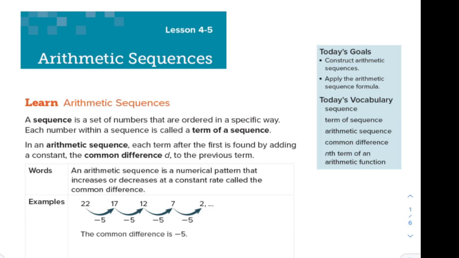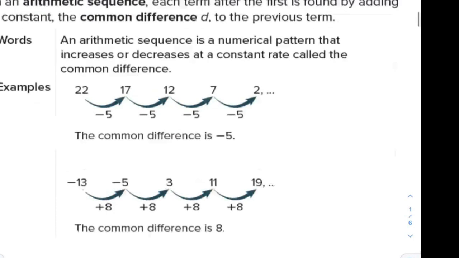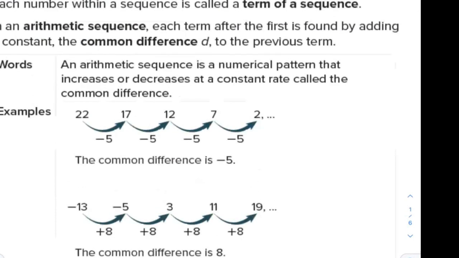Each number within a sequence is called a term of the sequence. In an arithmetic sequence, each term after the first is found by adding a constant. For example, this is called an arithmetic sequence. Why do we call it an arithmetic sequence? Because the difference between two consecutive terms is constant.